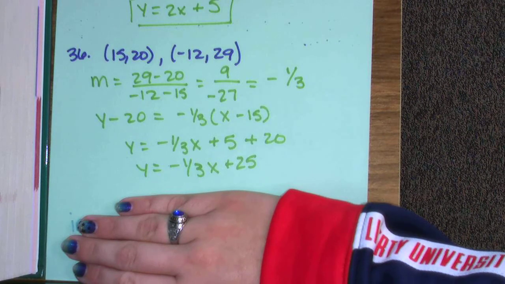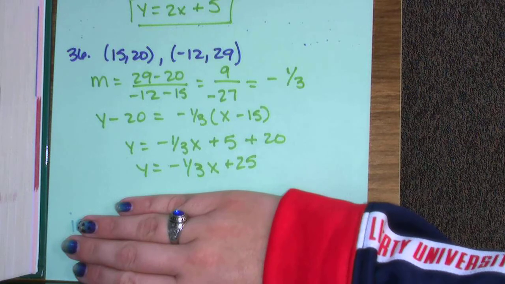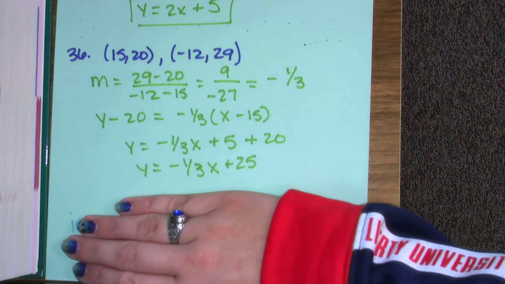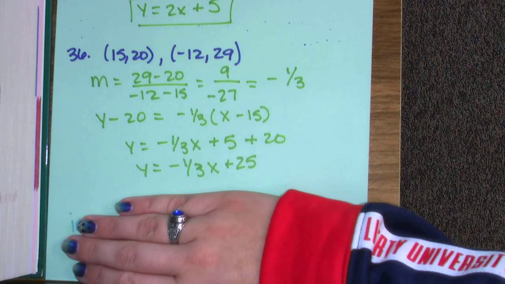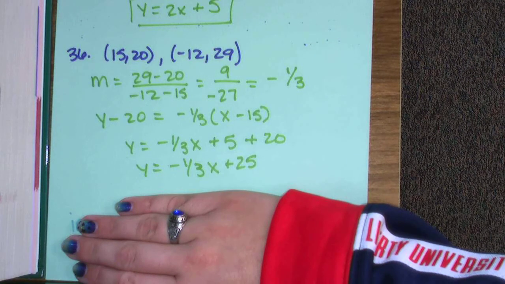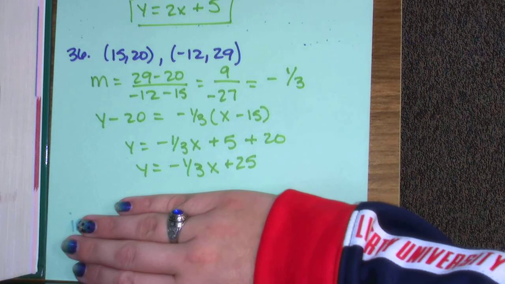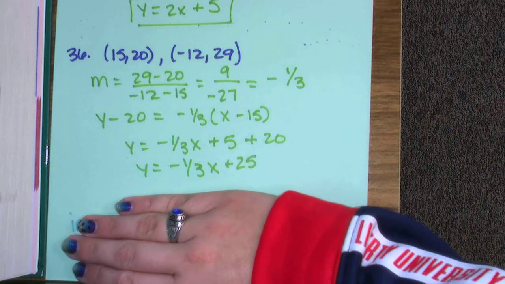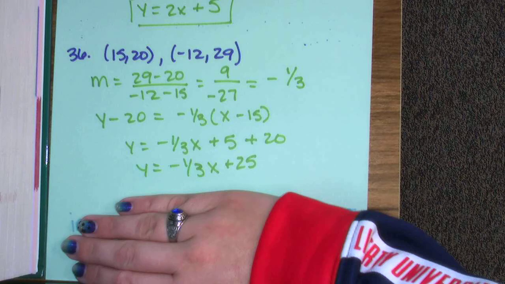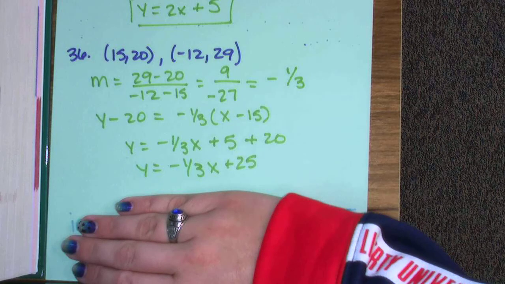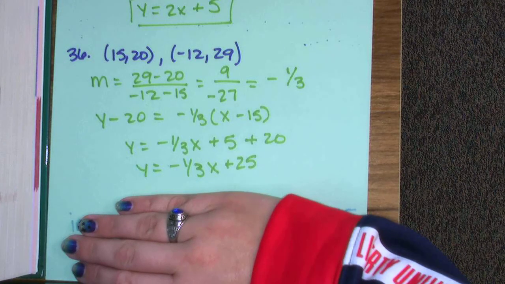So y minus 20 is equal to negative 1/3 times x minus 15. Y is equal to then adding the 20 over and distributing negative 1/3 x plus 5 plus 20. And so then y is equal to negative 1/3 x plus 25. I think a couple people just had the sign wrong because they had plus 15, which makes you think one of their signs was just wrong.